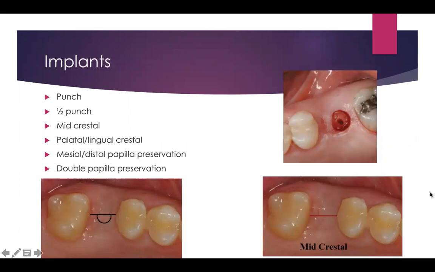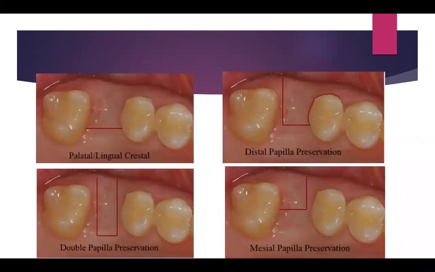Just to touch on implants, so on the right side top, you can see the punch flap, and then the bottom left, the half punch, and then the bottom right, the mid-crestal. And then we have our palatal crestal, we have our distal and mesial papilla preservation flaps, and then we have our double papilla preservation flap.